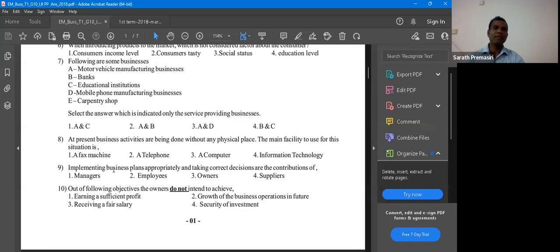Next one. Implementing our business plans appropriately and taking correct decisions are the contribution of managers.